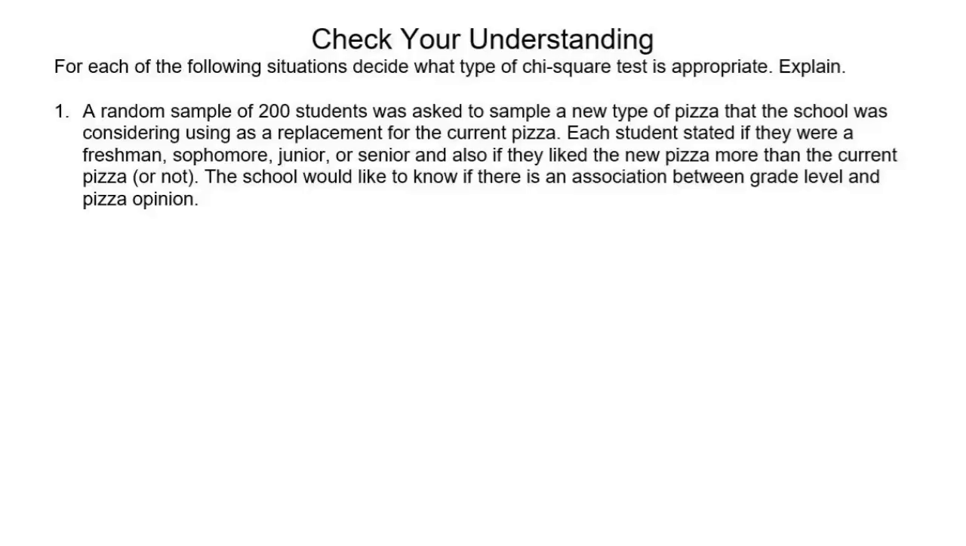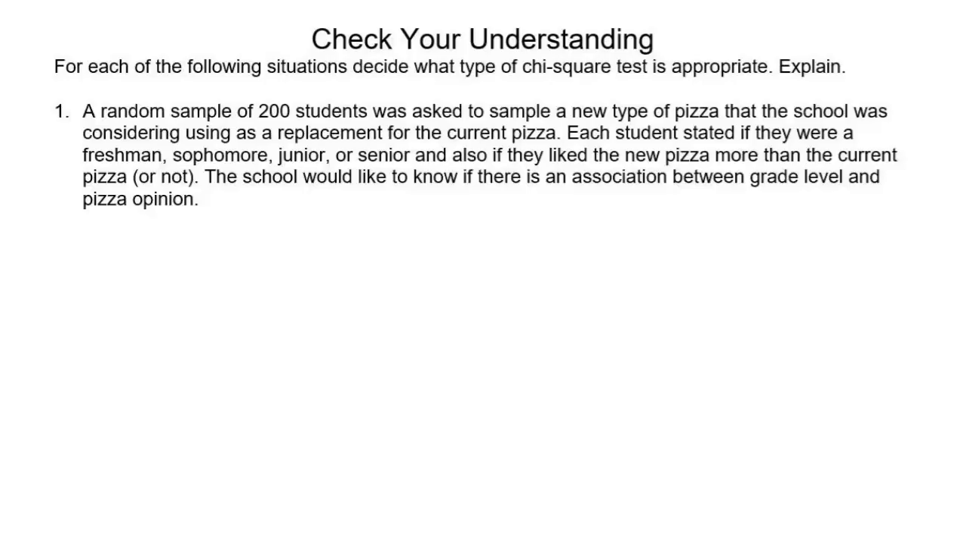On number 1, how many samples were taken? 1 sample of how many people? 200 people were sampled, but it was just 1 sample of 200 that was taken. So with only 1 sample, what type of test could it be? What do we have it narrowed down to? GOF or association/independence? How many pieces of data were collected about each one of those 200 people?